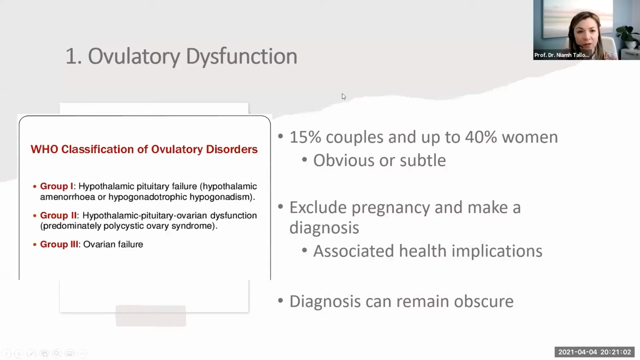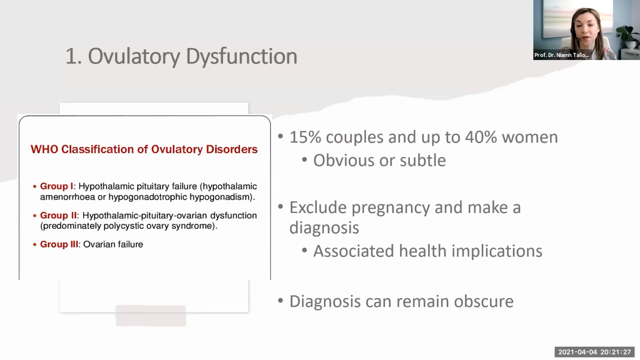So ovulatory dysfunction represents up to 15% of couples. It can be overtly very obvious where a woman has amenorrhea, or perhaps she has a very difficult gynecologic history to interpret, and that usually is a sign of oligomenorrhea. They can't really detect when their last menstrual period was. They have significant menometrorrhagia or intermenstrual bleeding.